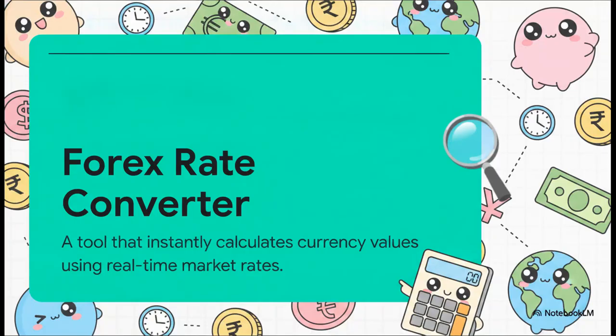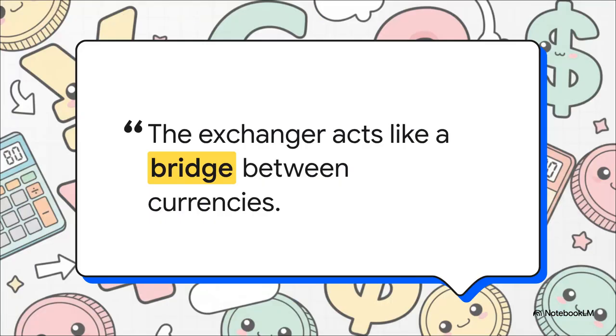At its core, what this tool does is it completely eliminates all that tedious manual math. By pulling real-time data straight from the global market, it instantly calculates the exact value of one currency against another. It takes this highly complex, constantly moving market and simplifies the whole shebang into a single, actionable number you can actually use.